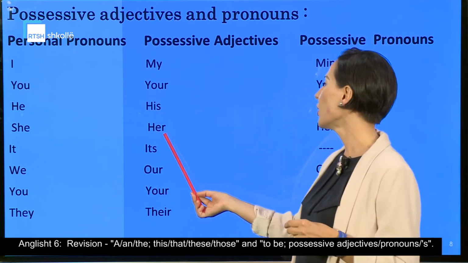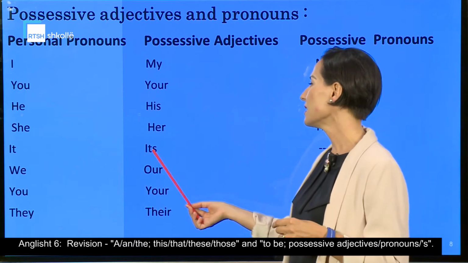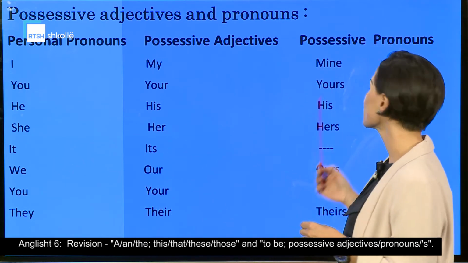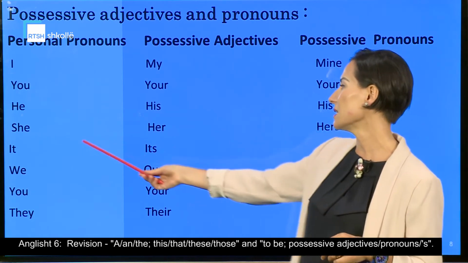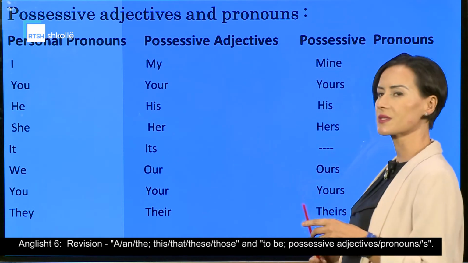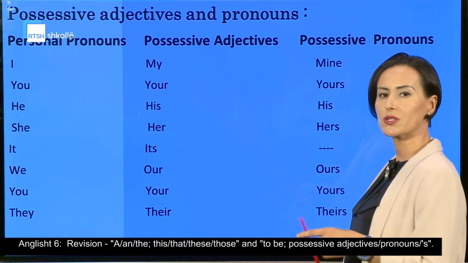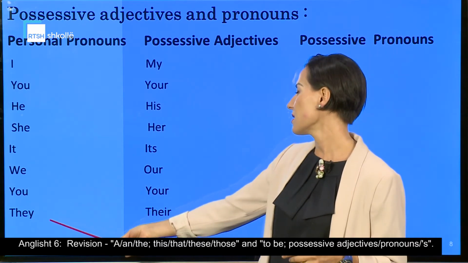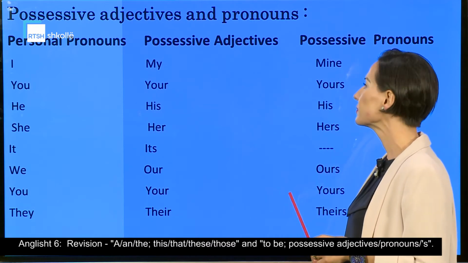She, her, hers. It, its. There is no possessive pronoun for the third person singular, it. We, our, ours. You, your, yours. They, their, theirs.